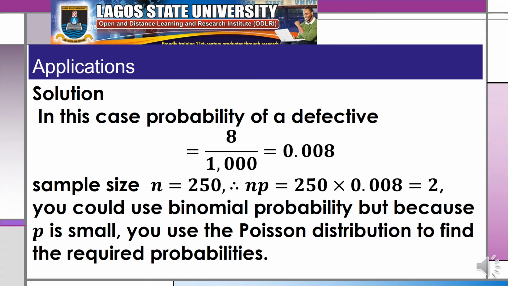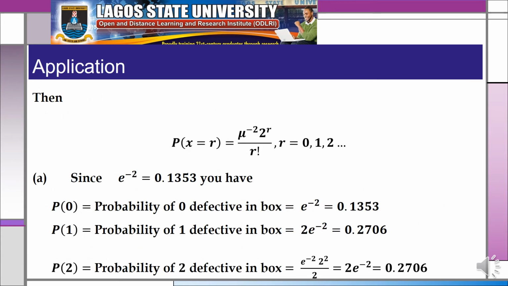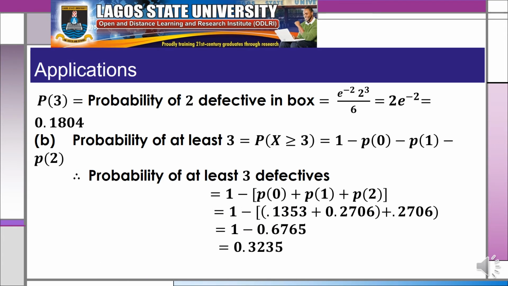In this case, the probability of a defective is 8 over 1,000, which is 0.008. Sample size is 250, so np is 250 times 0.008, which is 2. That is the mu. You could use binomial probability, but because p is small, you now apply the Poisson distribution to find the required probability. Using the Poisson distribution defined here, we have p of 0 to be 0.135, p of 1 to be 0.2706, p of 2 to be 0.2706, p of 3 we will find it to be 0.1804.